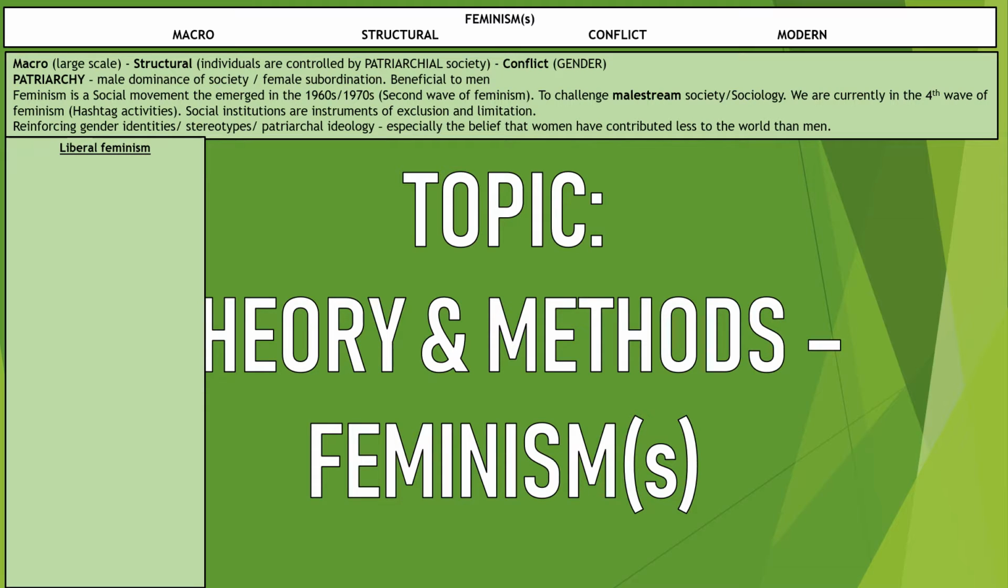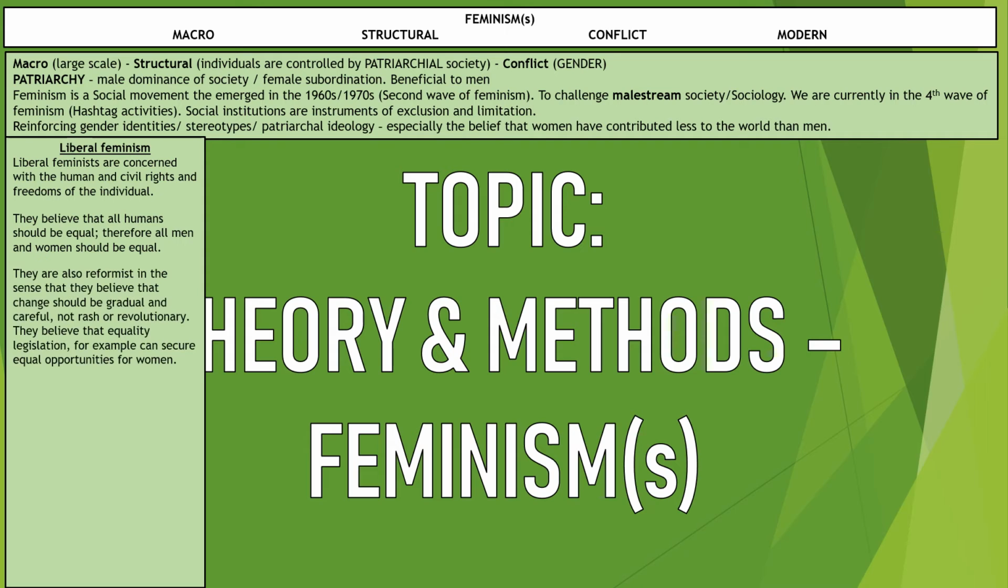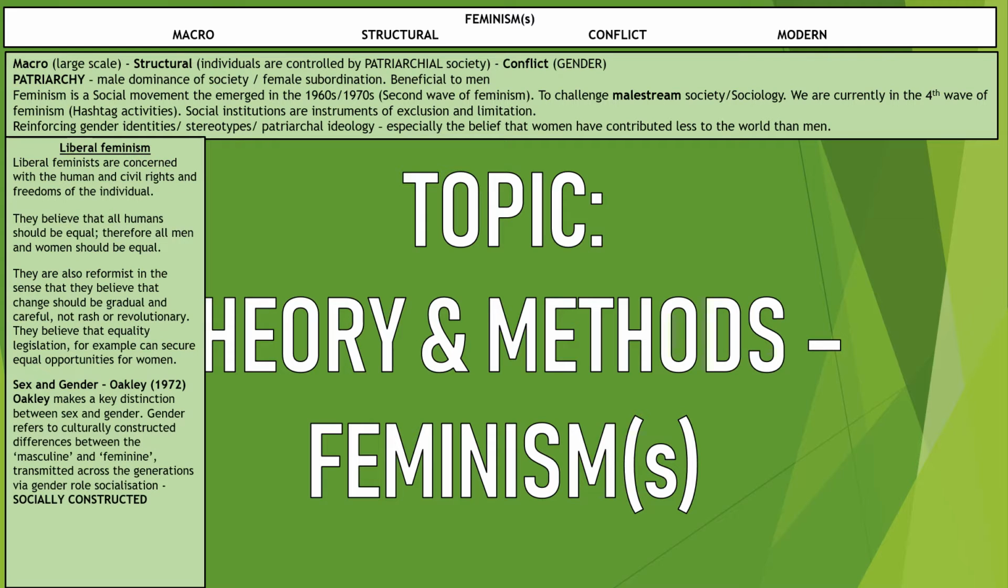So the 5 types of feminism that we're going to focus on. So liberal feminism is convinced about trying to achieve equality in society, and actually all men and women should be equal is their main argument. The means of achieving this is through gradual change. So not rash revolution, but gaining equality over time through legal changes and looking for opportunities to promote gender equality.